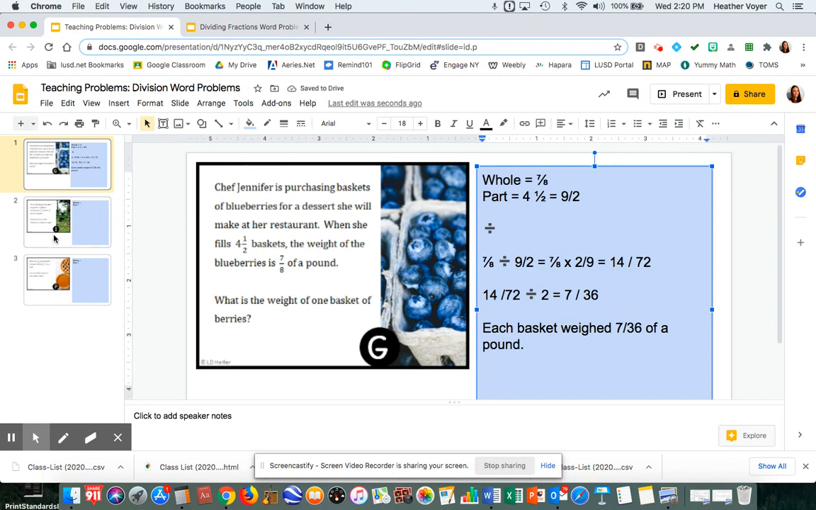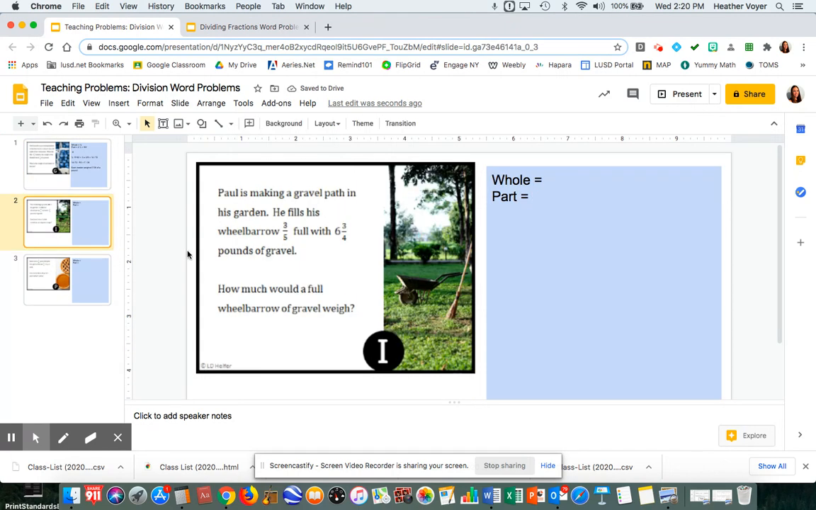All right, let's look at another one. Question number 2. Paul is making a gravel path in his garden. He fills his wheelbarrow 3/5 full with 6 3/4 pounds of gravel. How much would a full wheelbarrow of gravel weigh?